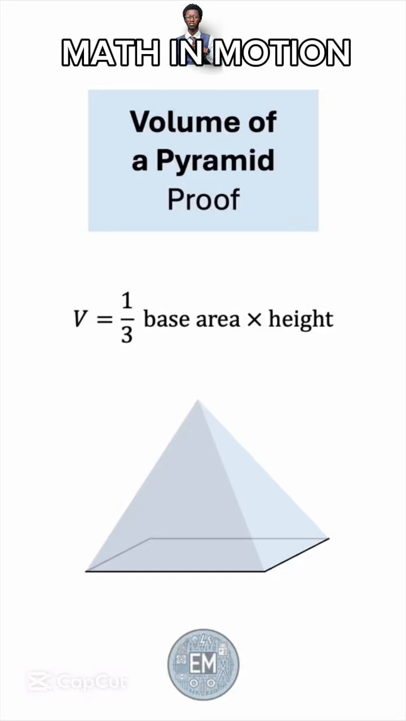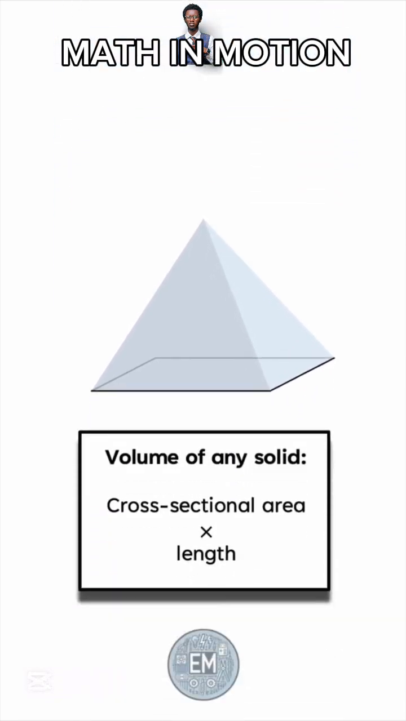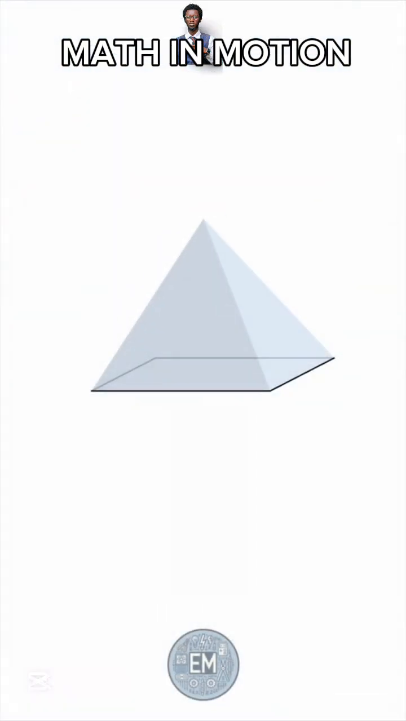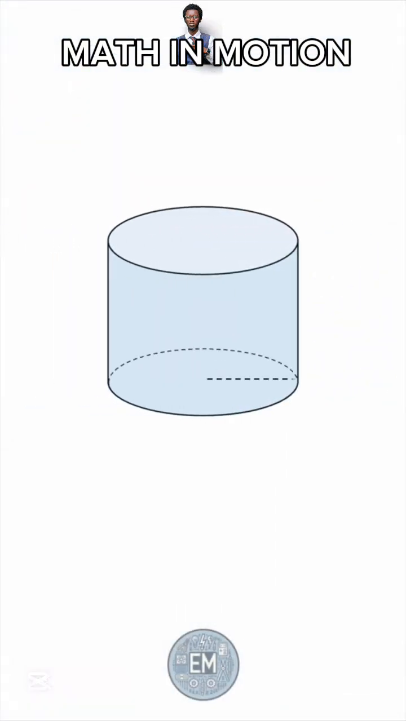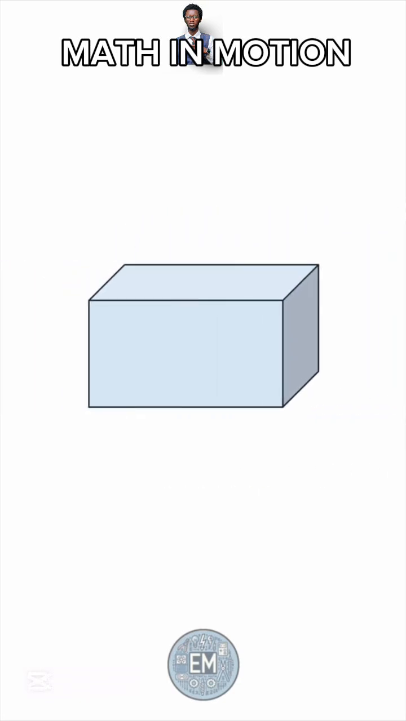Why is the volume of any pyramid 1/3 its base area times height? Let's prove this. In general, the volume of a solid is its cross-sectional area times length. So, for example, if we have a cylinder, the cross-section is a circle, so the volume is pi r squared h. If we have a rectangular box, the cross-section is a rectangle, so the volume is length times width times height.